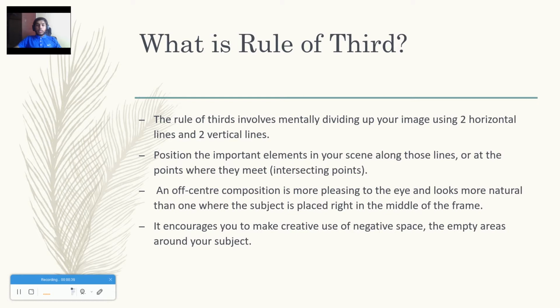And then you have to position the important elements in your scene along those lines or at the points where they meet, which is also called intersecting points. An off-center composition is more pleasing to the eye and looks more natural than one where the subject is placed right in the middle of the frame, which means if you place your subject on one of those four intersecting points, it will give you a more attractive photograph or attractive video. Next, it encourages you to make creative use of negative space, which are the empty areas around your subject.